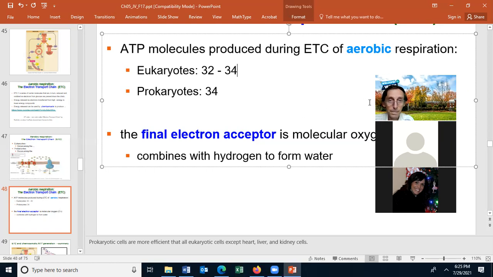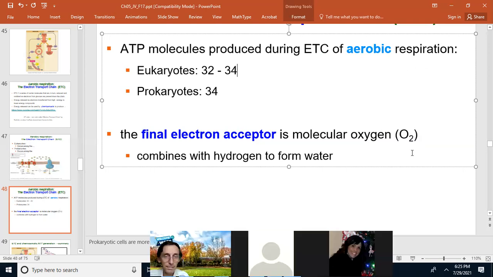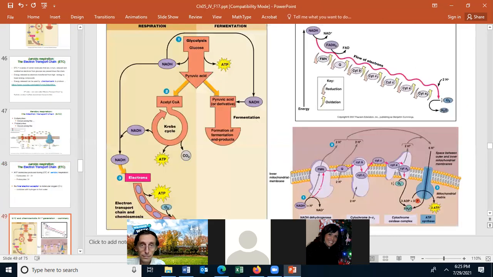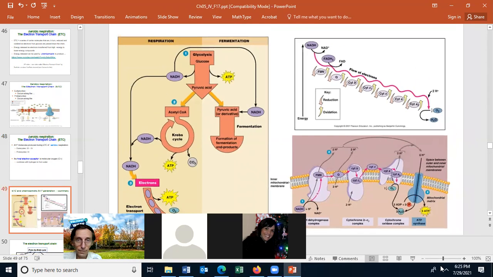All right. I think that's it. The prokaryote cells are more efficient. Like I said, they generate 34 ATP per molecule of glucose. This is showing you the overview.